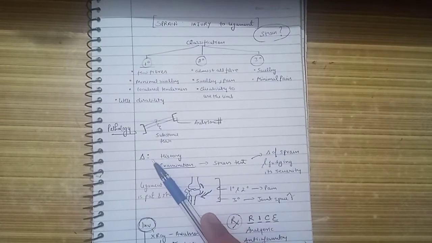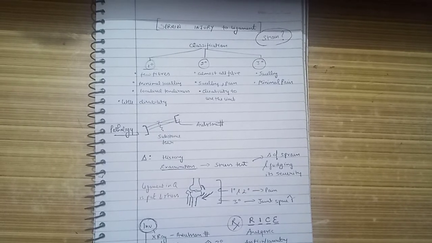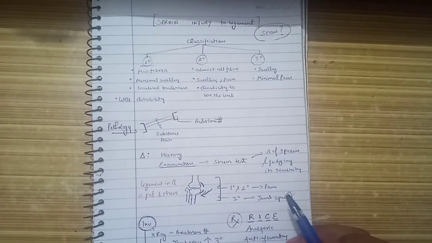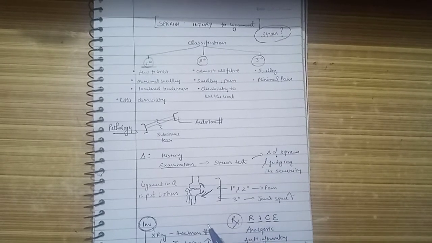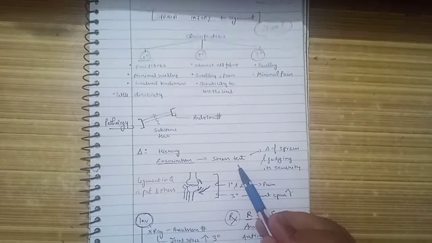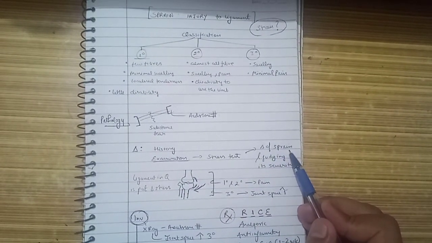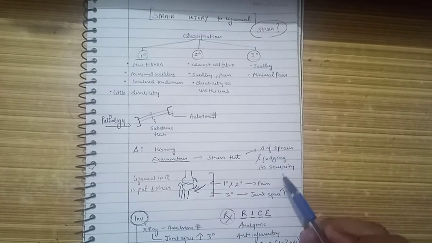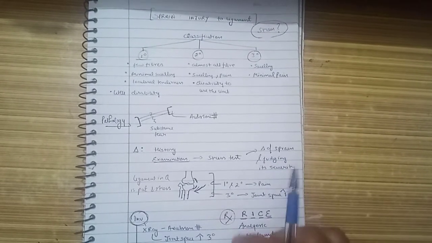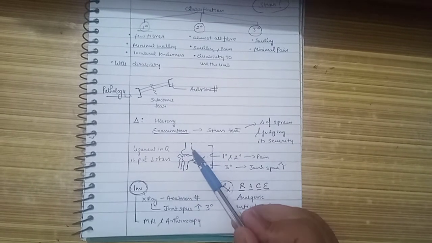Now, diagnosis of sprain is made by history. A patient typically explains the kind of injury he had, and it helps in diagnosing the ligament involved in the sprain. The examination involves the stress test. The stress test helps in diagnosis of the sprain as well as judging the severity of the sprain.